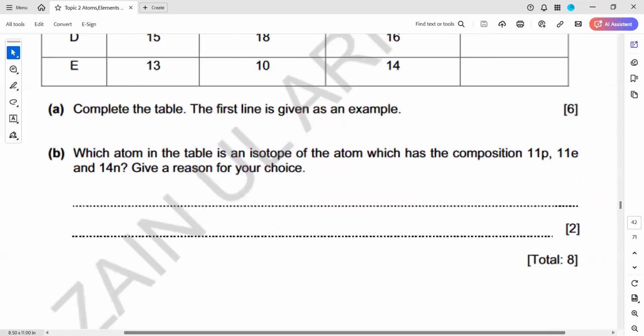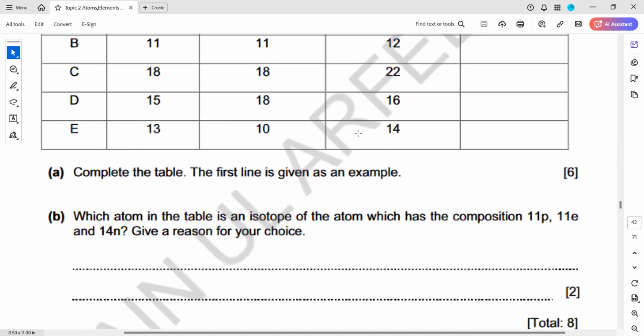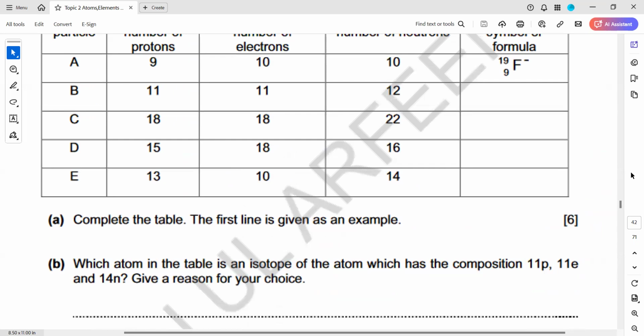Which atom in the table is an isotope of an atom which has a composition of 11 protons, 11 electrons, and 14 neutrons? And give a reason. Which is an isotope here? Like an isotope of this composition, we have 11 protons, 11 electrons, sodium. So B is an isotope.